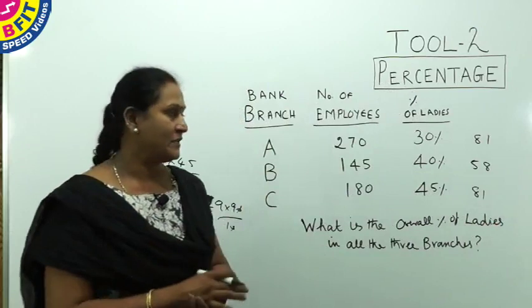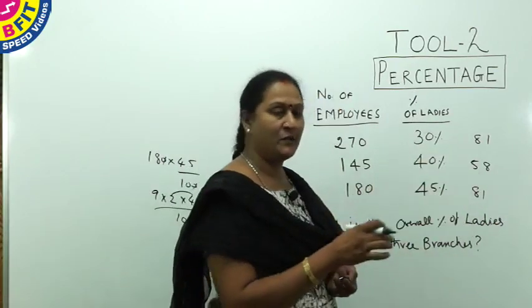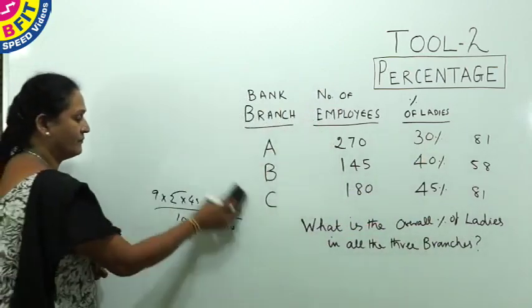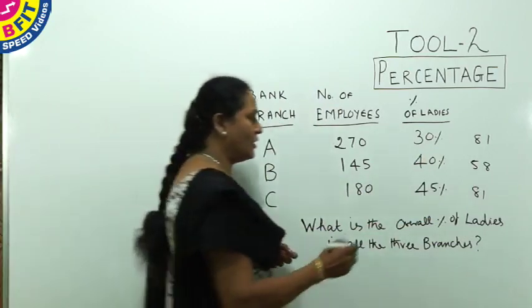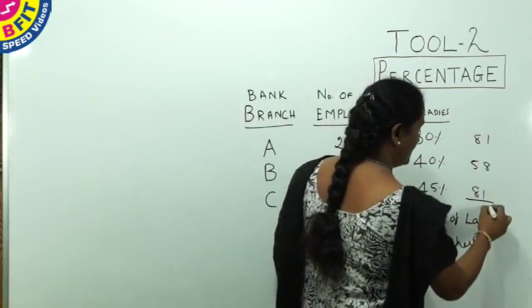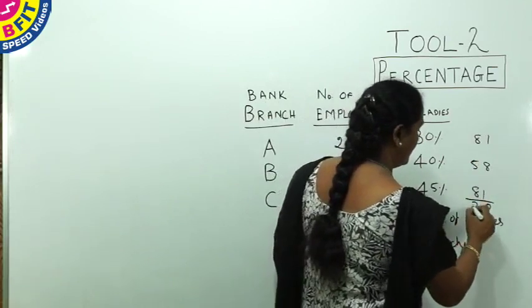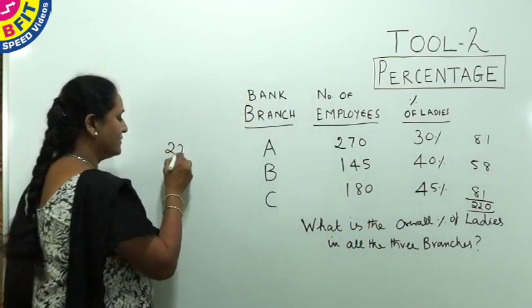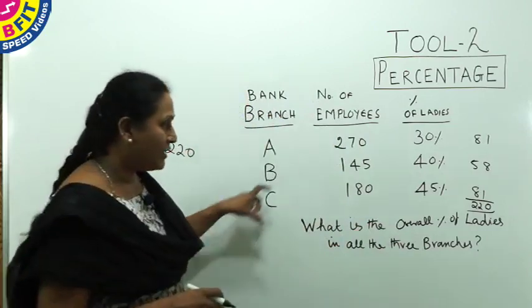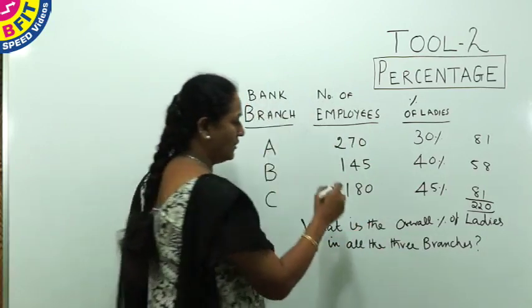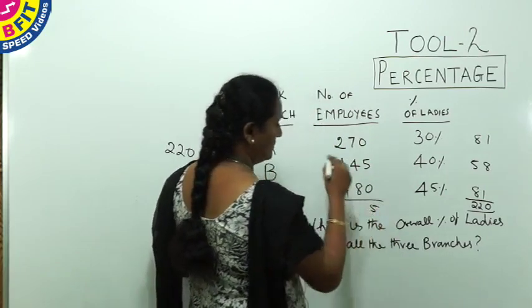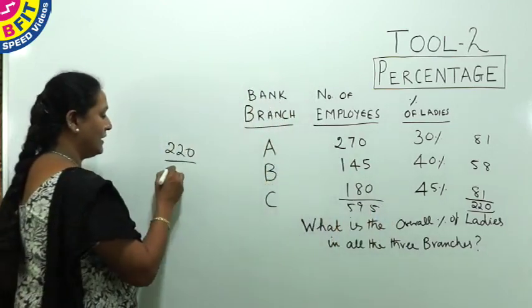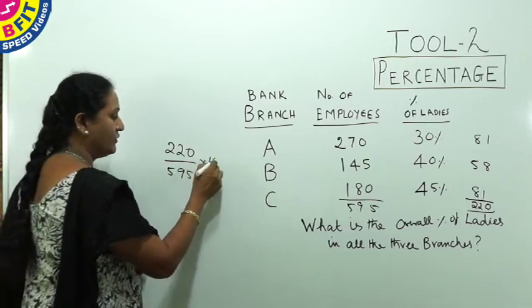Now how to find the overall percentage? Add all the ladies in the 3 branches and divide by the total number of employees. So what will be the total number of ladies in all the 3 branches? Adding this, 16 and 5, it is 22. So we have 220 ladies in all the 3 branches. And how to find the percentage? Divide by the total number of employees, adding all these values, so 220 by 595 into 100.